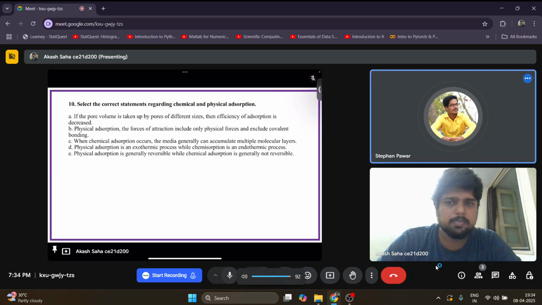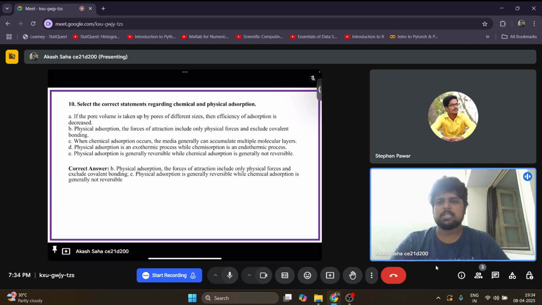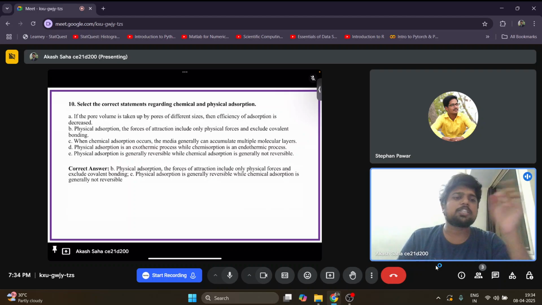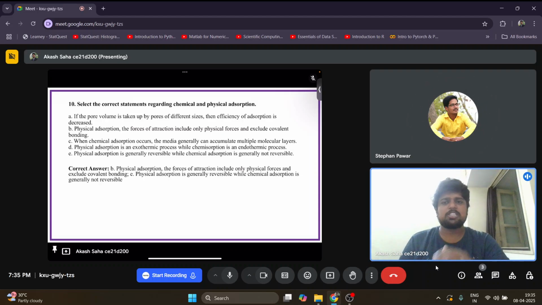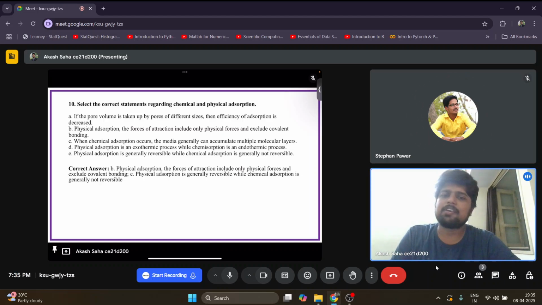Options A, D, B, E. I think those are correct. Sorry, A is not correct, because when the pore volume is taken up by different sizes, from smaller to larger, all the pores will be filled. So the efficiency of adsorption will increase. When heterogeneous sizes are present, the efficiency will increase.